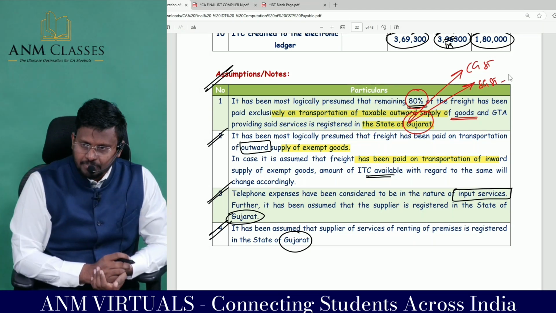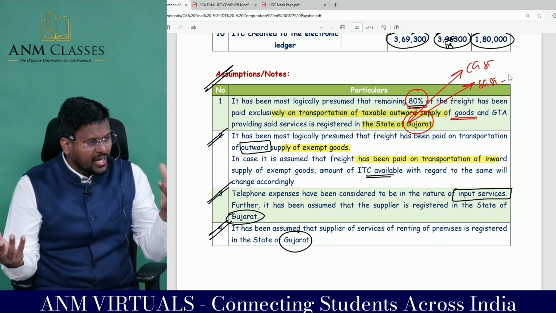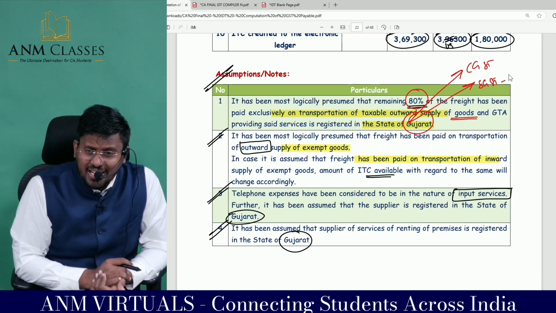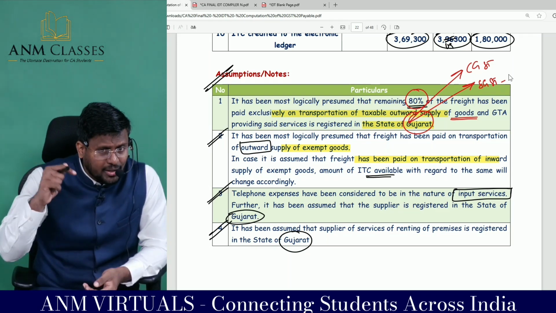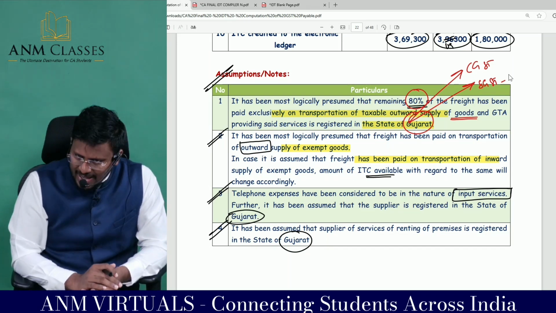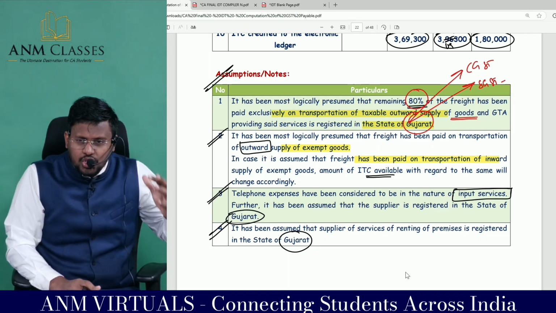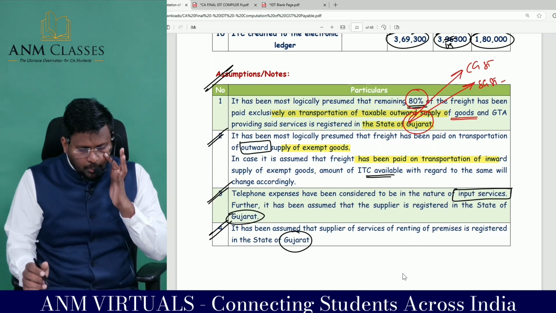Two categories. Number one, 80%, 20%. 20% is exclusively for exempt supply. So that amount we can take it as... That's why in the amount credited to the electronic credit ledger, we have not included that 20%. Whereas 80% we have assumed that it is exclusively for providing taxable supply. So the entire amount we have taken to the what?